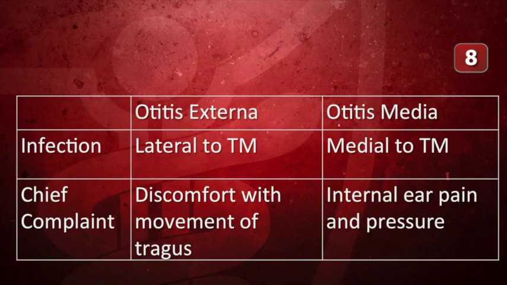Next, what is the difference between otitis media and otitis externa? This can be confusing for patients and even for clinicians as well. So let's look at the difference between the externa and the media. On the externa part, the infection is going to be lateral to the tympanic membrane. In otitis media, it's going to be medial to the tympanic membrane. The chief complaint, discomfort with movement of the tragus, is going to be more in the externa. Internal ear pain, remember we talked about that ice pick to the brain type feeling, and a lot of pressure is going to be more common in the media form.